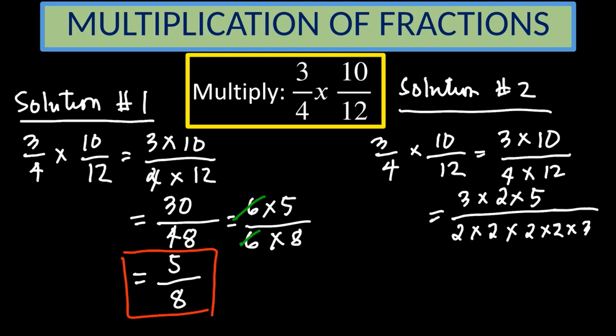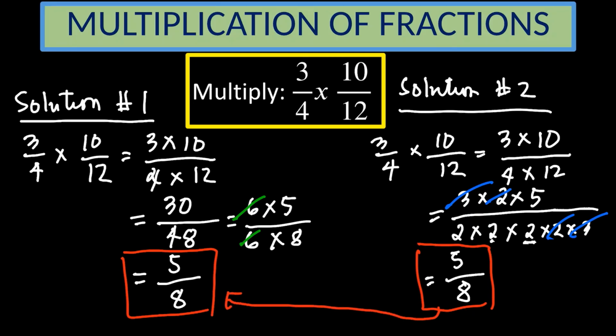Alright, so if we take out the common factors now, we have 3 and 3 here, and we have 2 and 2 here. Some more? No more. So what is left in the numerator is 5, and in the denominator we have 2 times 2 is 4, times 2 is 8. So we have 5 over 8. So the answer here is 5 over 8. And again, what have we noticed? We have the same answer as in solution number 1.